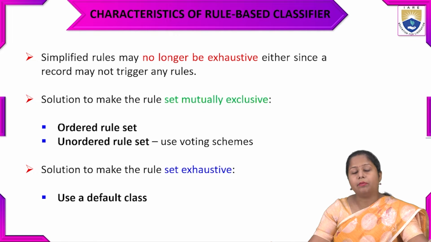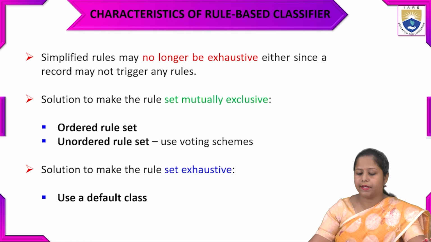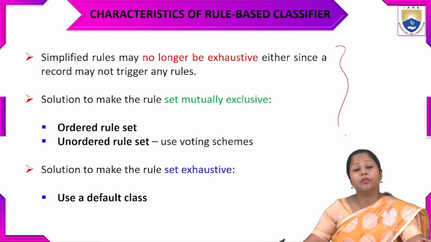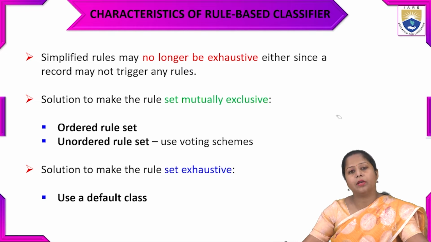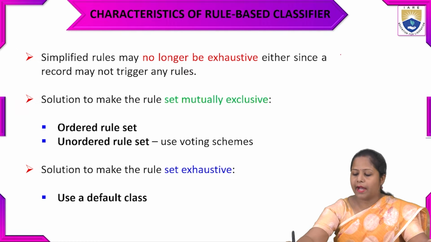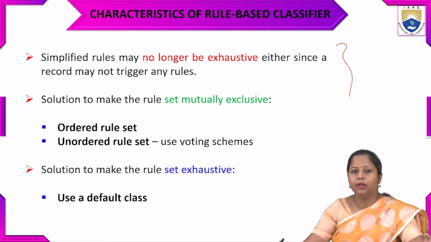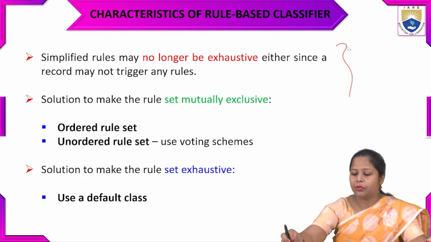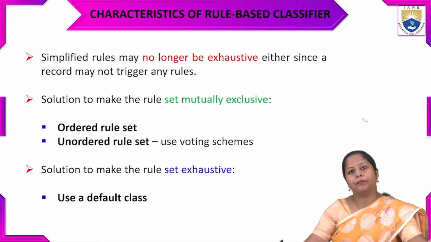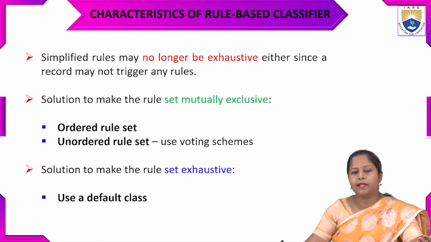Some of the simplified rules cannot be mutually exhaustive. We have covered exclusive, but when will they not be exhaustive? When a record may not trigger at least one rule, then it will not be mutually exhaustive in nature. So for the rule-based classifier, those rules will no longer be mutually exhaustive.